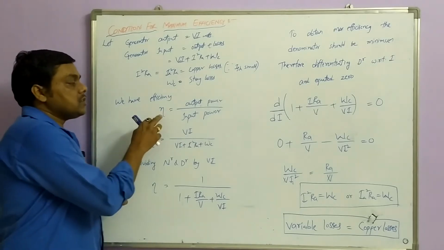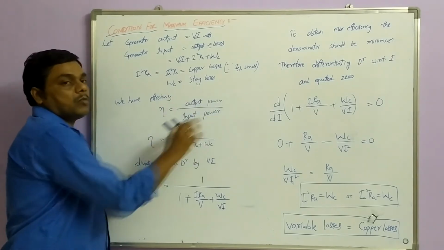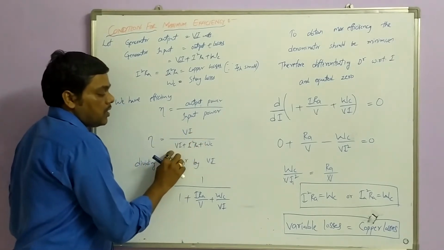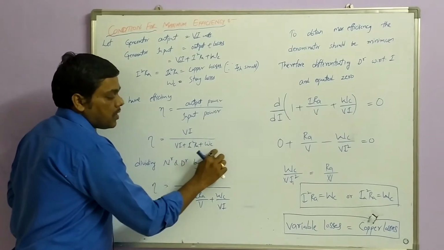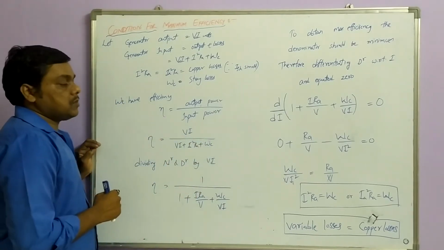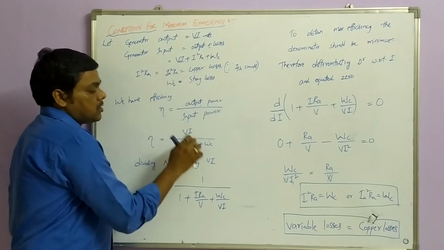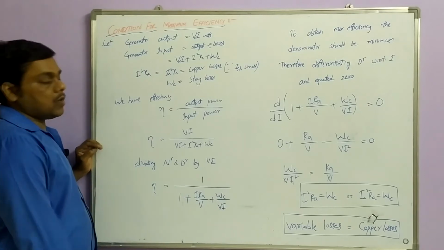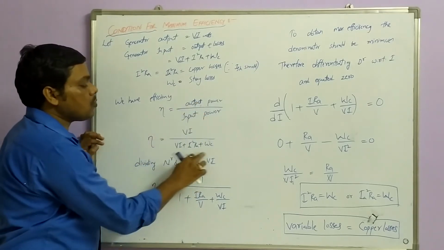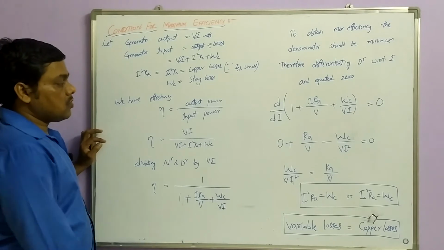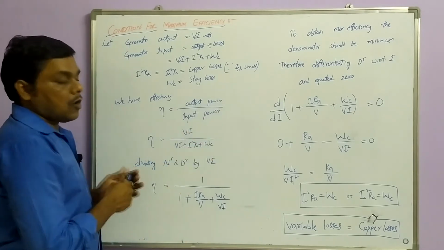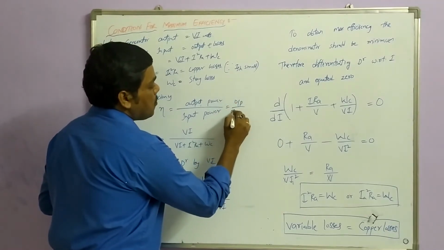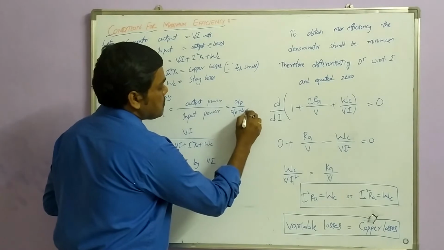Now what is the efficiency formula? Output power by input power, so the efficiency is VI divided by VI plus I square Ra plus Wc, nothing but stray losses plus copper losses plus actual output power. So this is the output by output plus losses formula. Output by output plus losses.